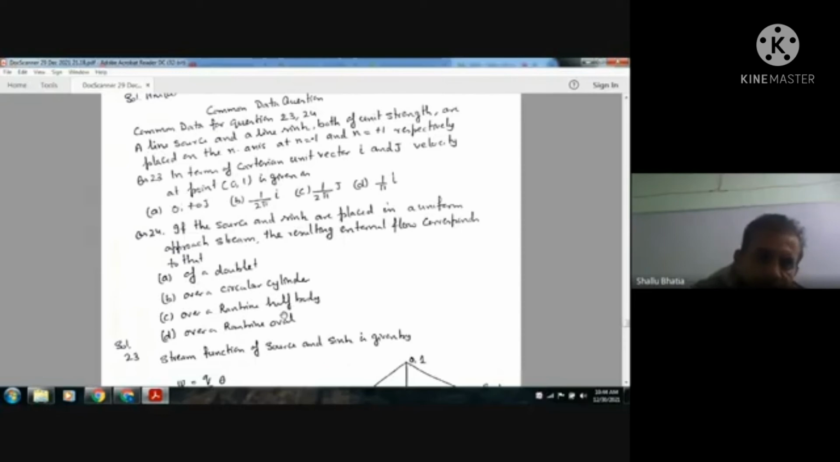Question number 24. If the source and sink are placed in a uniform approach stream, the resulting external flow corresponds to that over a doublet, over a circular cylinder, over a Rankine half body, or over a Rankine oval.